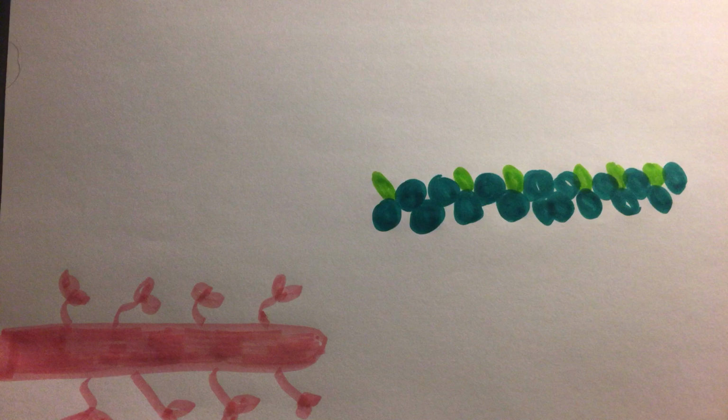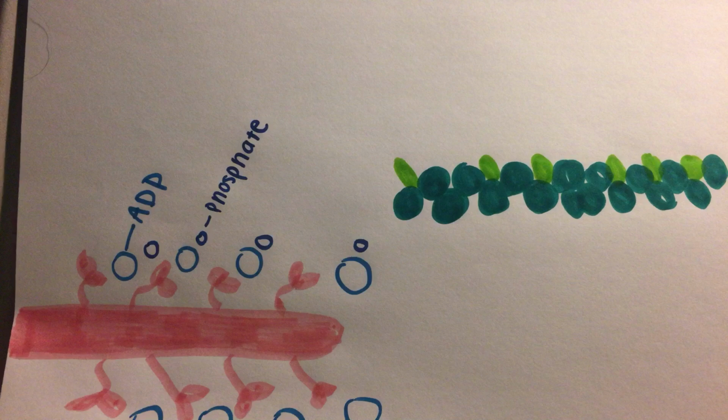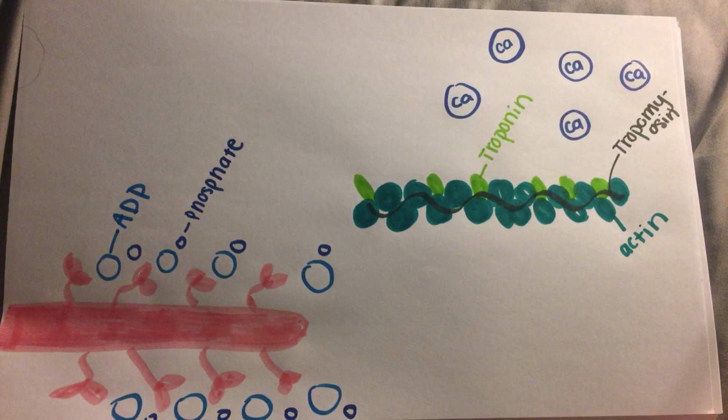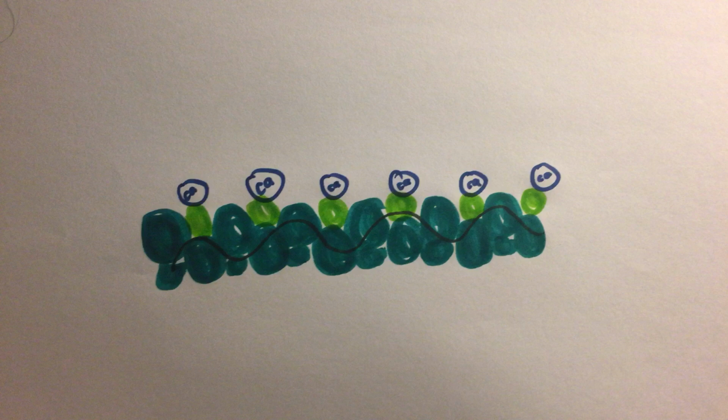Here you see myosin, which has ADP and phosphate at resting stage. It also has actin, troponin, and tropomyosin. These molecules bind with troponin. This causes the tropomyosin to move, revealing myosin attachment points.